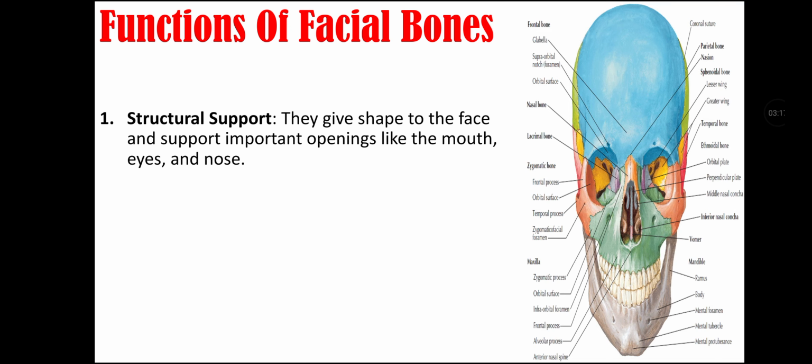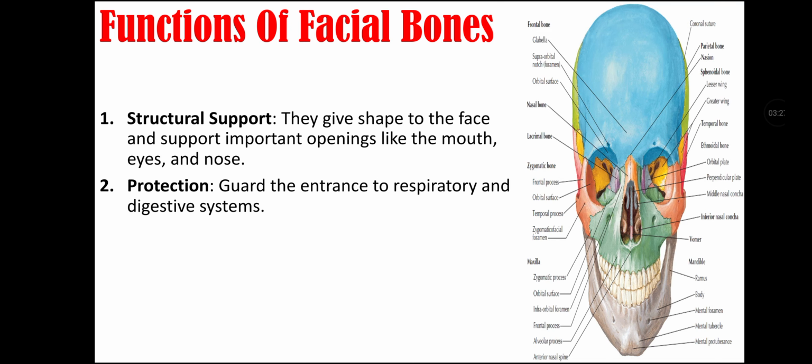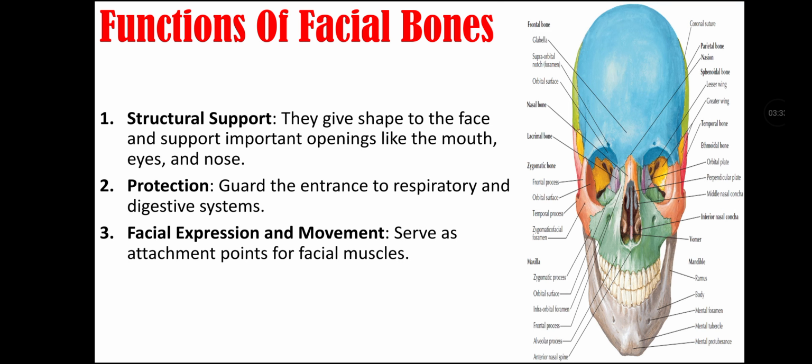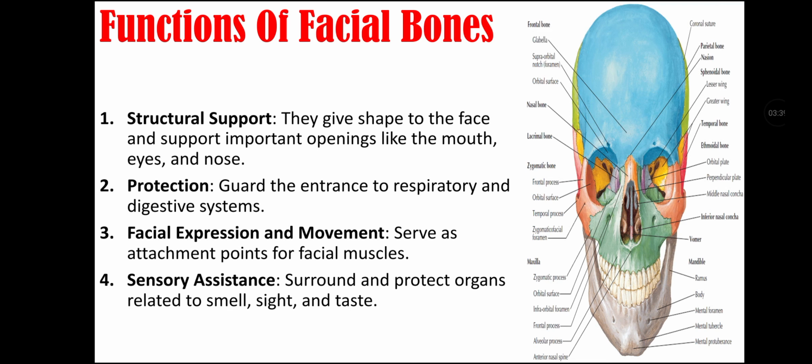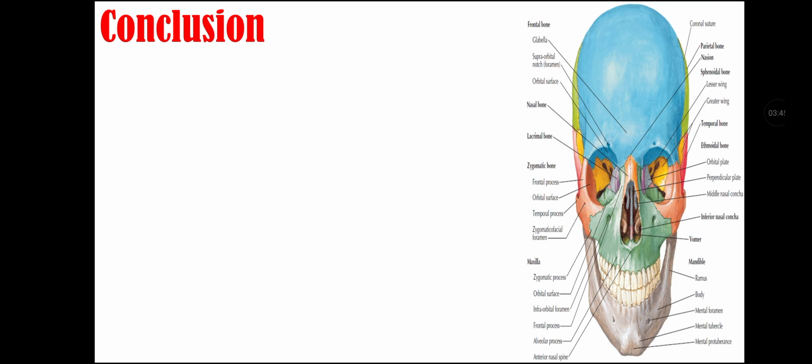Functions of facial bones. First function is structural support, as they give shape to the face and support important openings like the mouth, eyes and nose. Second function is protection, as they guard the entrance to the respiratory and digestive system. Third function is facial expression and movement, as these bones serve as attachment points for facial muscles. Fourth function is sensory assistance, as they surround and protect organs related to smell, sight and taste.